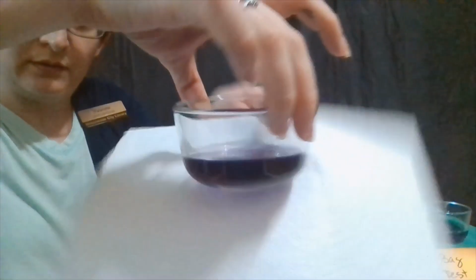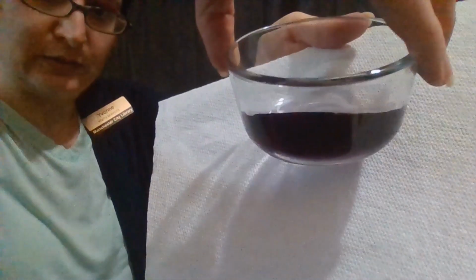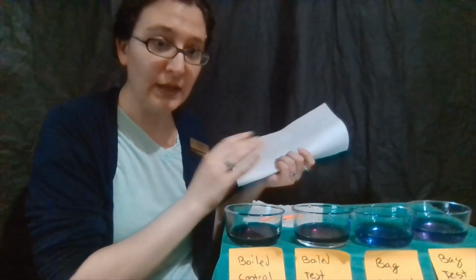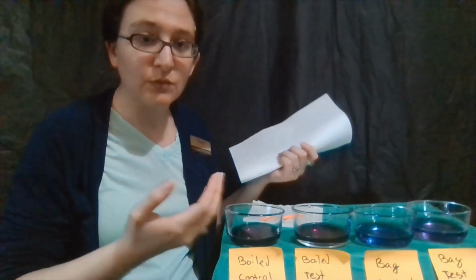Let me show you with these guys. So this is our boiled control. I'll put this white background on. Maybe you guys can see a little bit. So it is kind of more of a purple, it's just a deeper color. And this is our bag control. So you guys can see it is still purple, although I think you guys might see it more as a blue. And then the more, when you put something acidic in it, it goes more pink to red. And if you put something more basic in it, it's going to go blue to yellow.